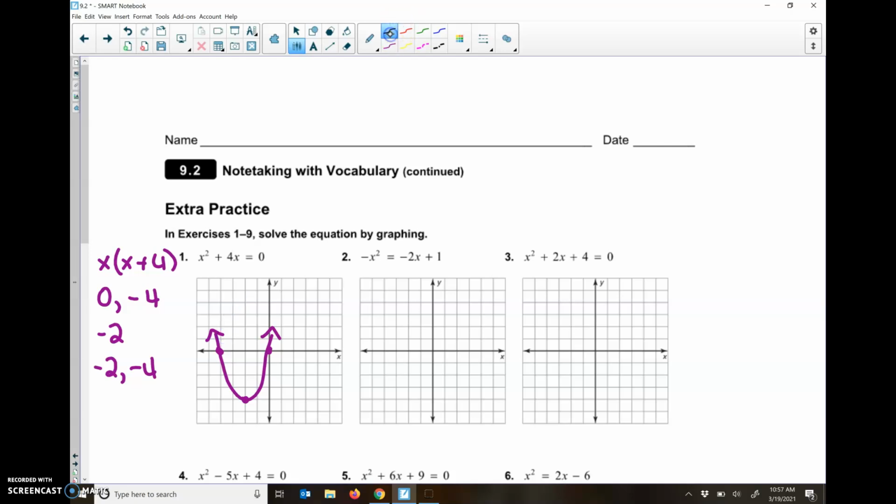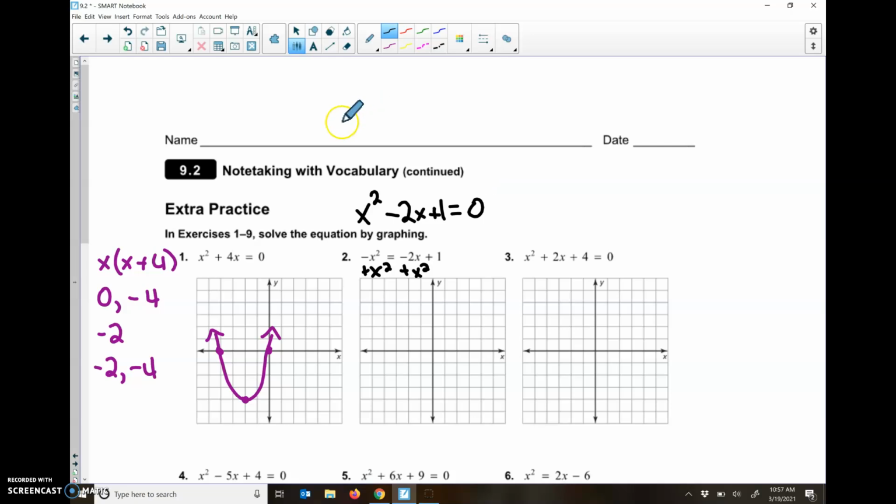Number 2, kind of the same thing, except now for some reason, instead of saying equals 0, they have this negative x squared. So one little step beforehand, add x squared to the other side so that it equals 0. So x squared minus 2x plus 1 equals 0. So just mixing it up a little bit.